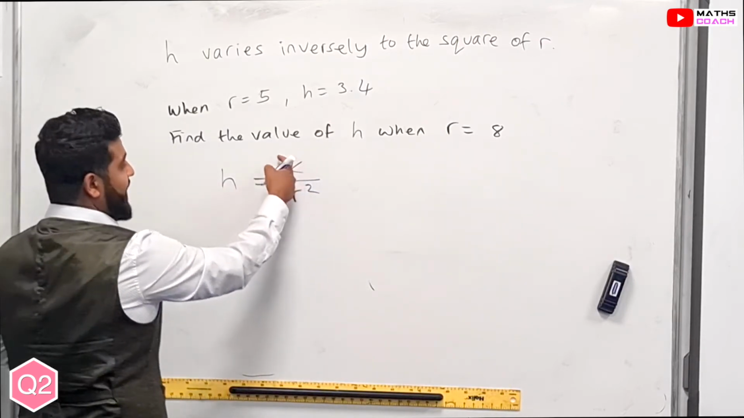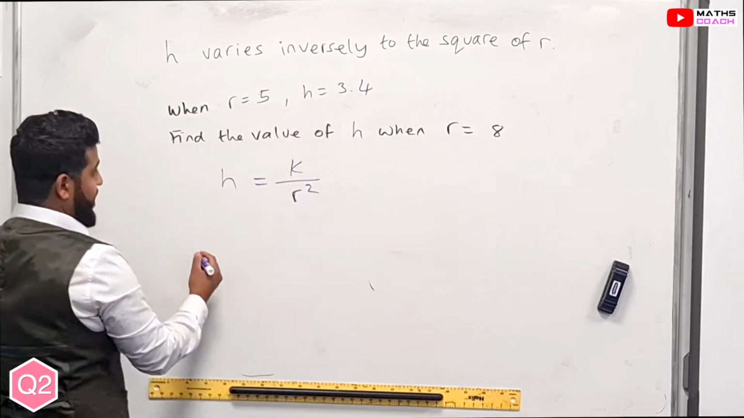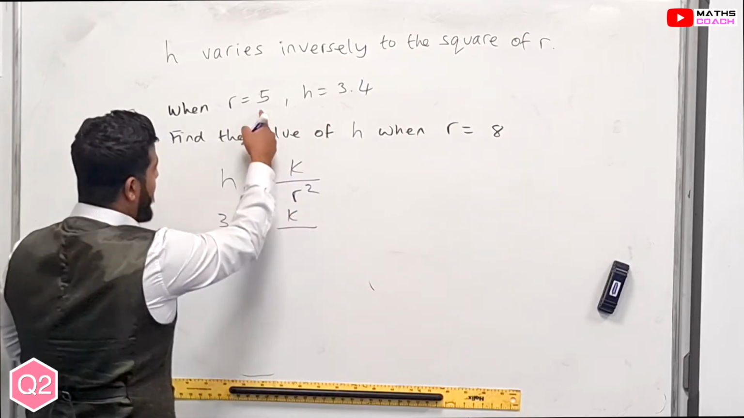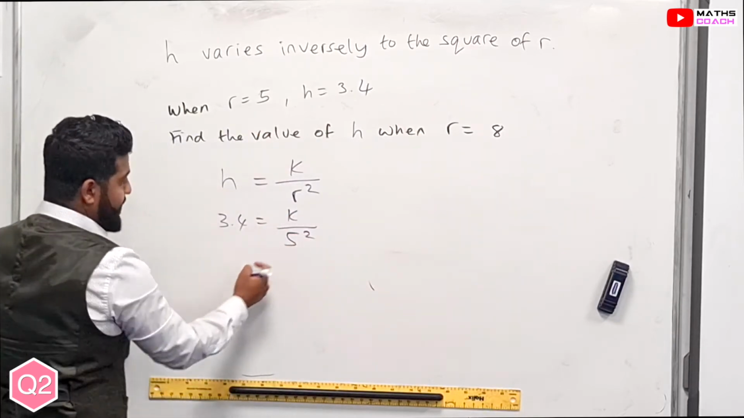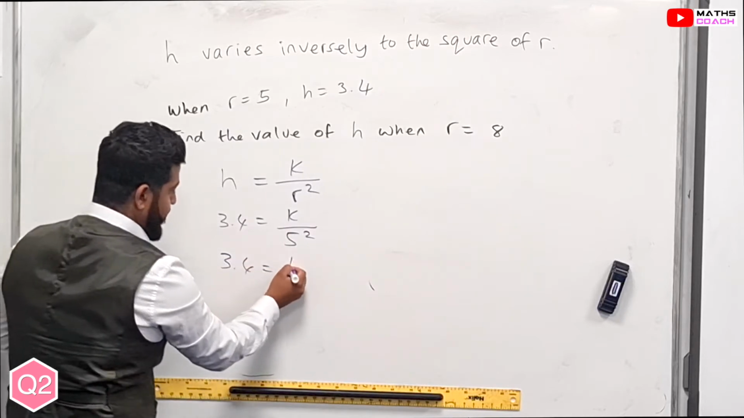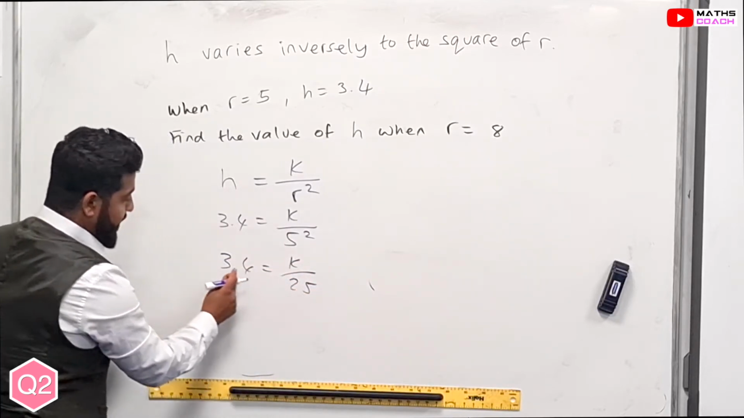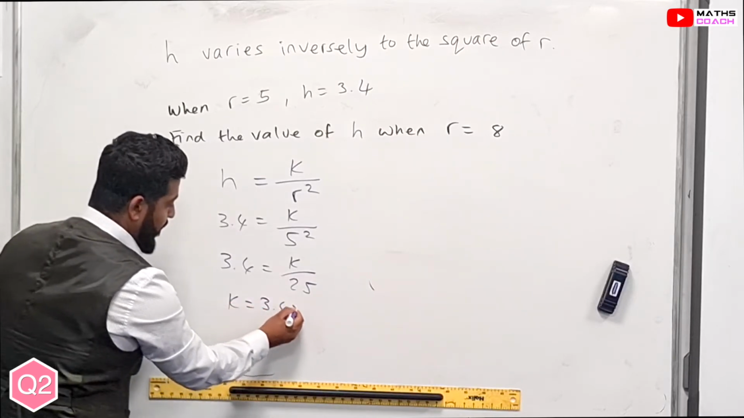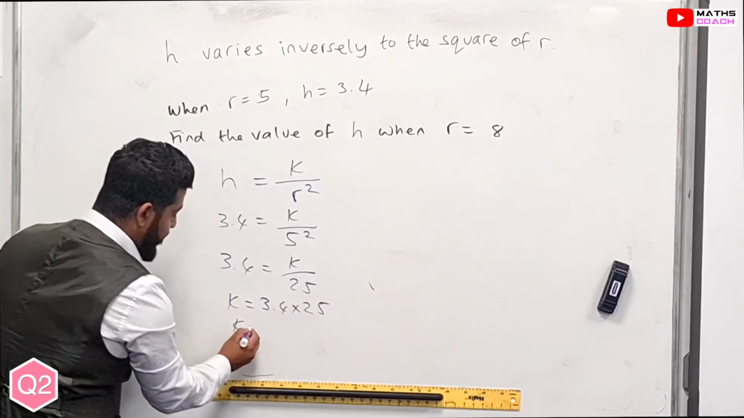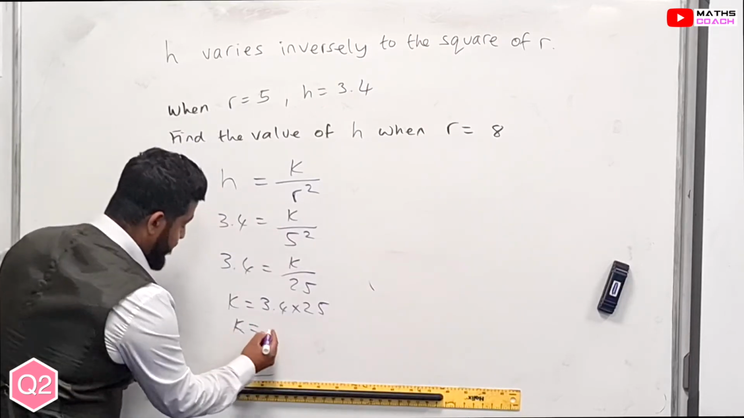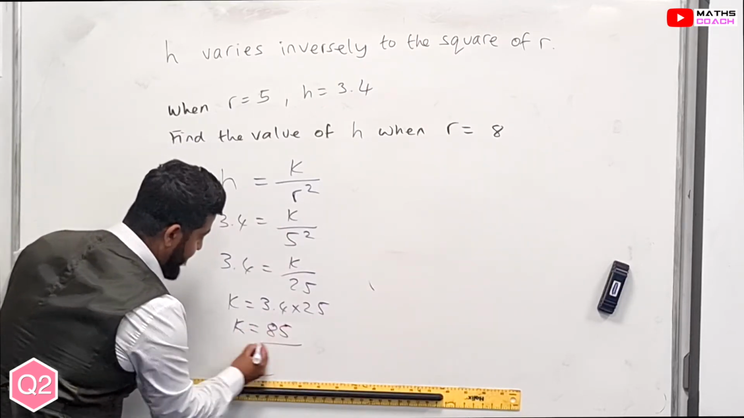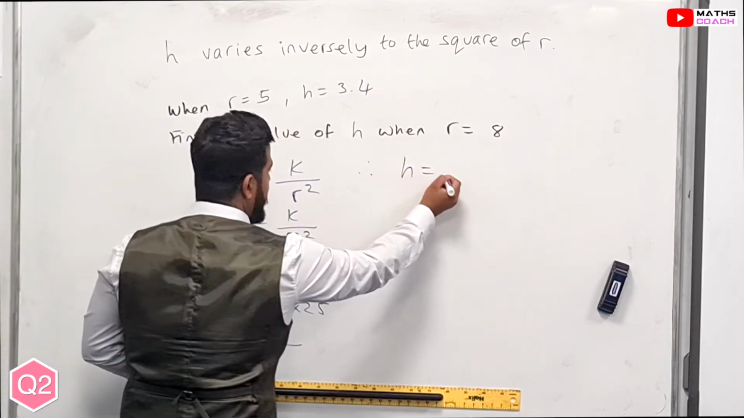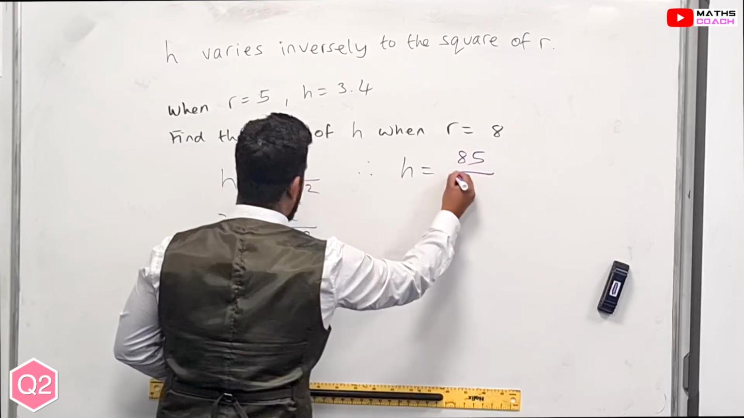Now we will find the value of K by using the information they've given us. So 3.4, which is what H is equal to, is K over 5 squared. 5 squared is 25, so let's rewrite that: K over 25. So we'll multiply this side by 25. Therefore K would be equal to 3.4 times 25. And we will need our calculators for that. The answer to this is K is equal to 85. So now that we have K, let's substitute back in here. Therefore our equation would look like H equals 85 over R squared.